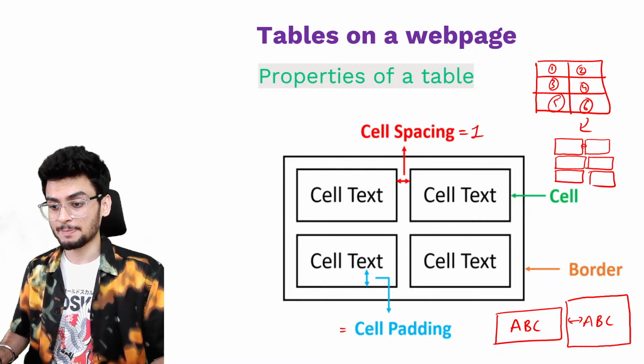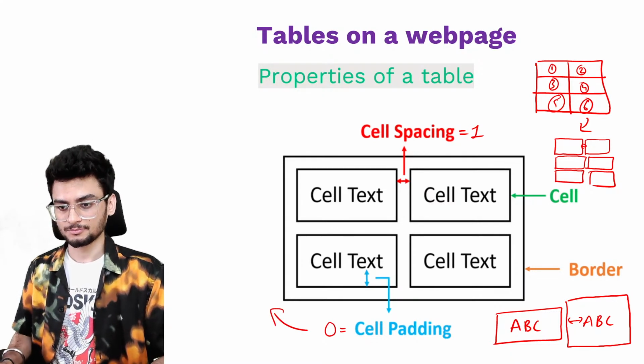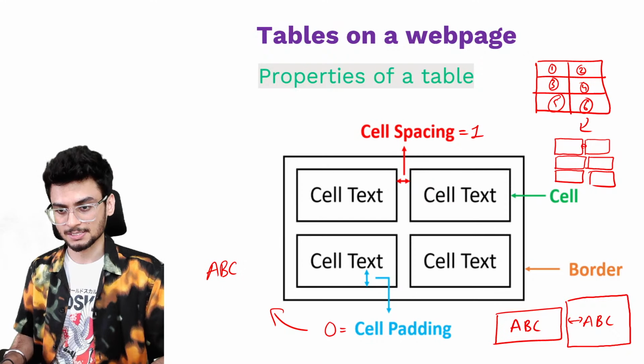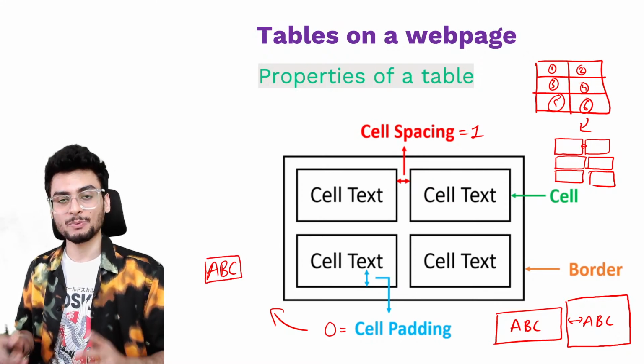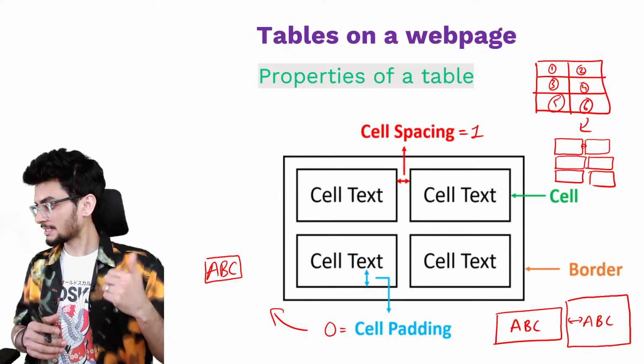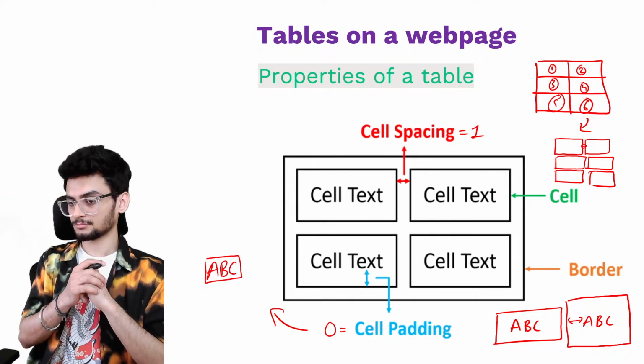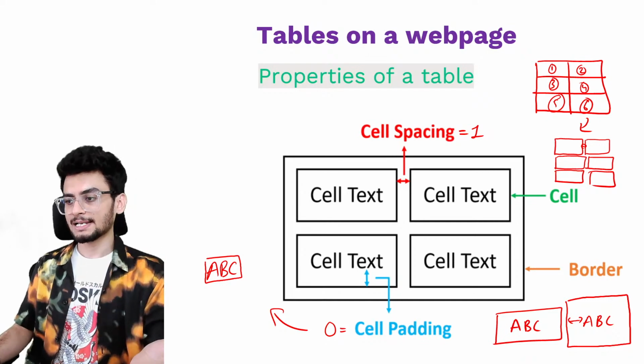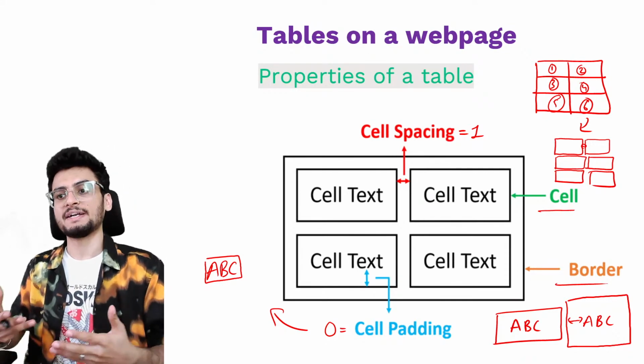बट इफ आई कीप सेल पैडिंग एज 0, व्हाट विल हैपन इज, it will look like this. There is no space between the text and the cell boundary. All right, so was this clear? ठीक है, बाकी तो आपका सेल है एंड बॉर्डर है, which we have already covered before.